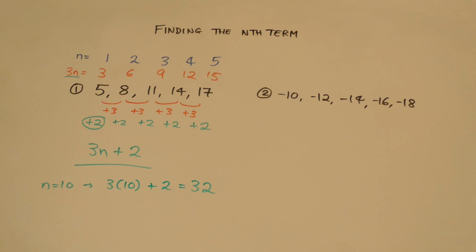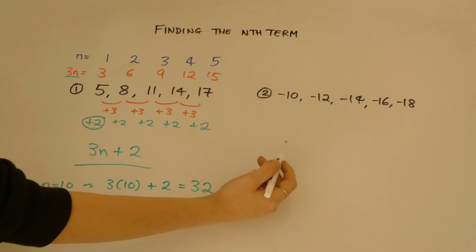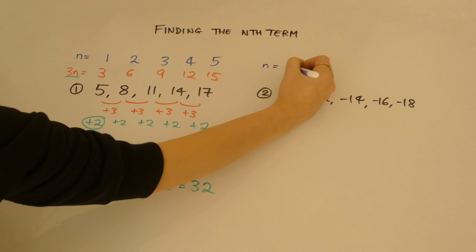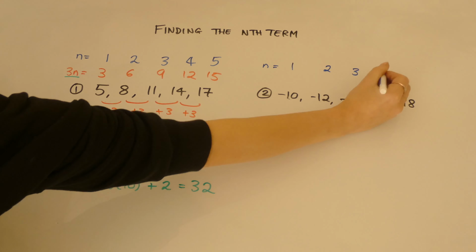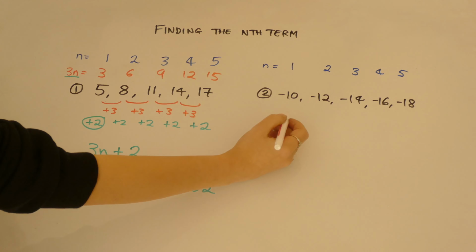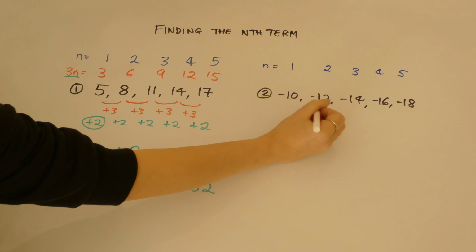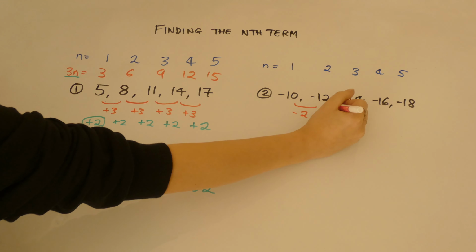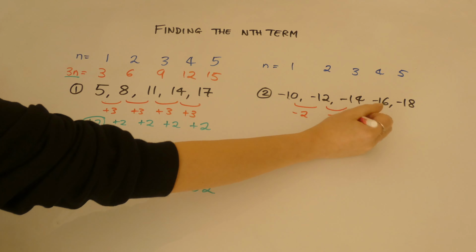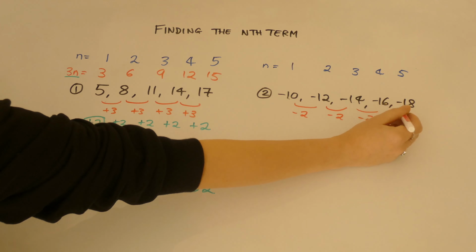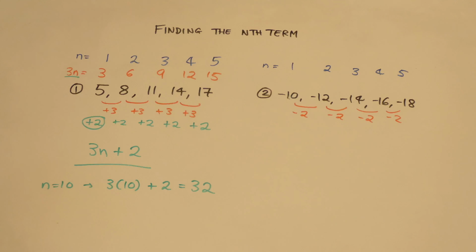Moving on to our second sequence over here, we're just applying exactly the same procedure. So we first start by labelling our terms. We've got 1, 2, 3, 4 and 5. All we now need to do is calculate the difference between each of the terms. So between 10 and minus 12, we are minusing 2. Between minus 12 and minus 14, again we're minusing 2. Minus 14 and minus 16, minusing 2. And minus 16 and minus 18, we're subtracting 2.